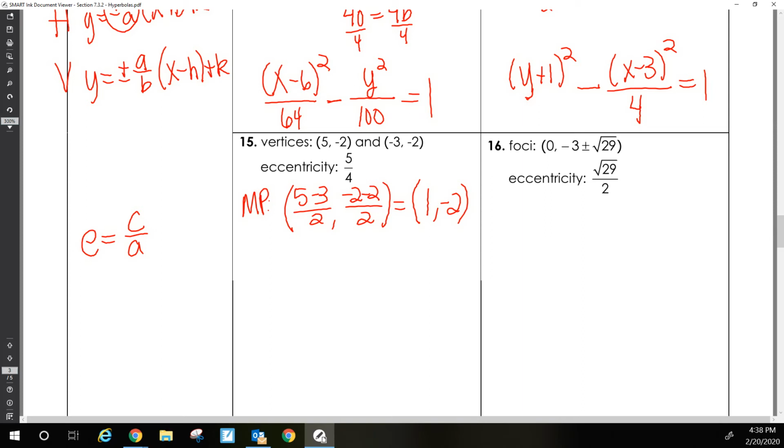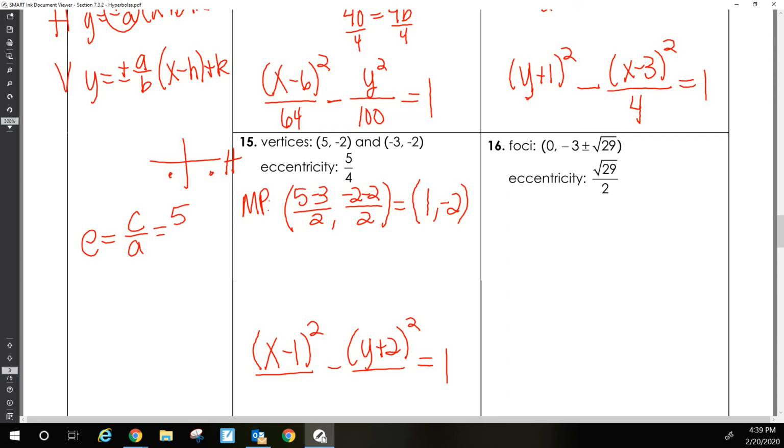All right, is this horizontal or vertical? My vertices are at (5, negative 2) and (negative 3, negative 2). So my vertices are horizontal, which means we have a horizontal hyperbola. x is going to come first. (x minus 1) squared minus (y minus a minus 2), which is (y plus 2) squared, always equal to 1.